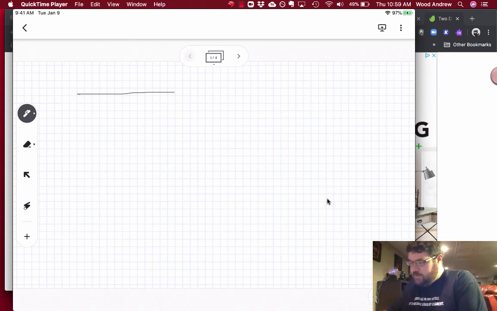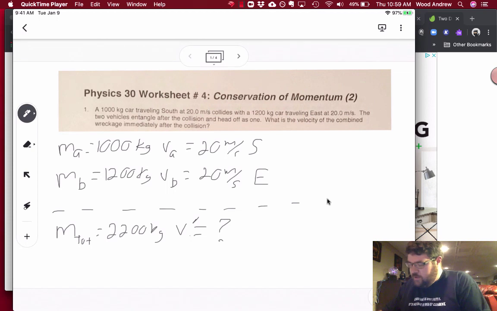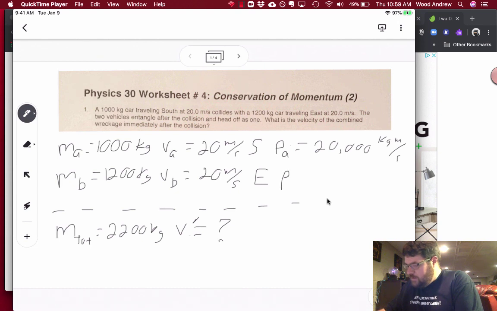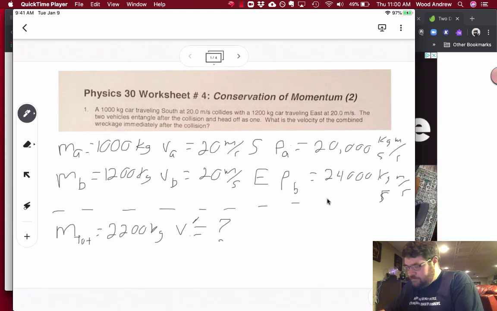I suppose I should do this first. Remember, we have a conservation of momentum, not conservation of velocity. So the momentum of A would be 20,000 kilogram meters per second, and momentum B should be 24,000 kilogram meters per second. And of course, that is south and east, respectively.